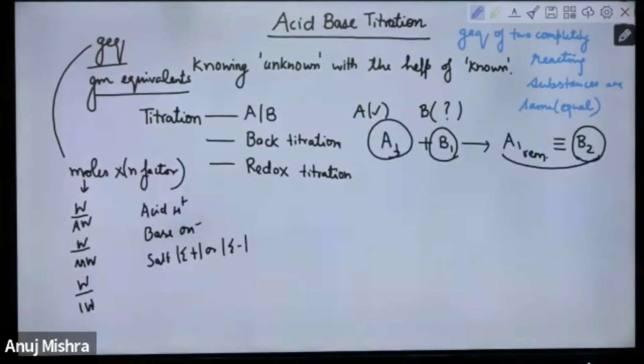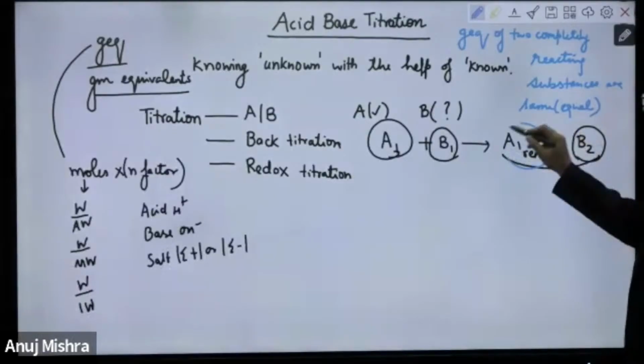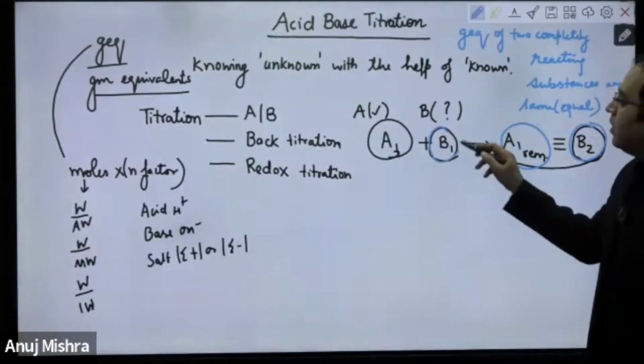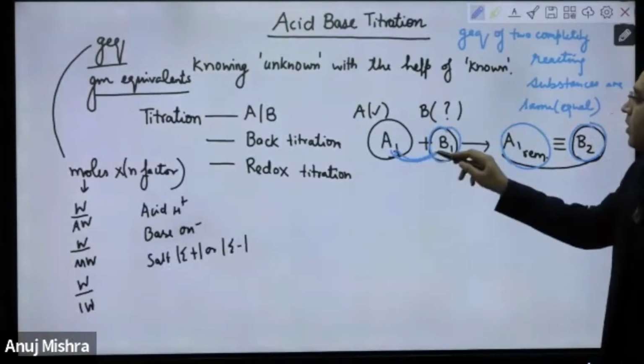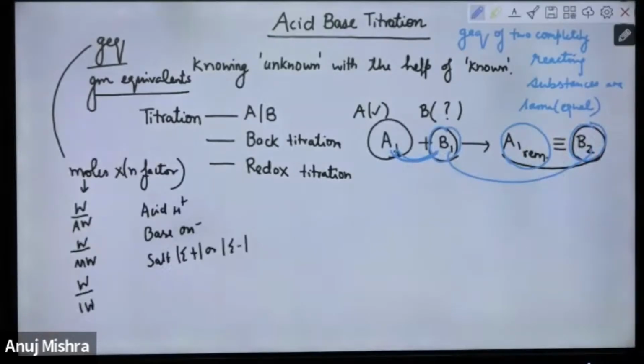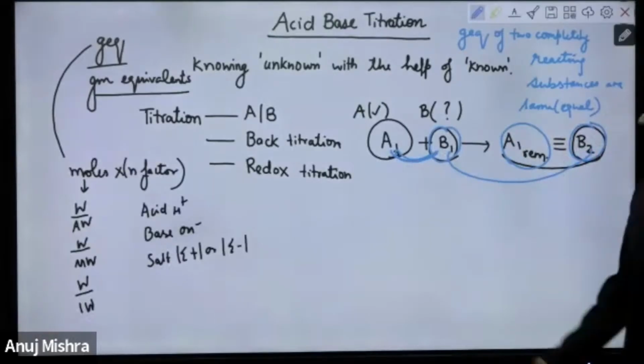A and B reacting, so gram equivalents क्या होंगे? Same होंगे. So you're reacting A1 plus B1, giving A1 remaining. ऐसा केस बनता तो क्या बोलोगे आप? Remaining A1 requires B2. Okay. Initially, reacting A1 is equal to B1. अब सोचो B1 B2 together लेके आ जाओ तो क्या हो? Total A के बराबर हो जाए. Is that okay?